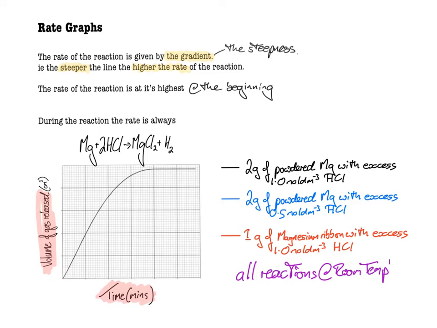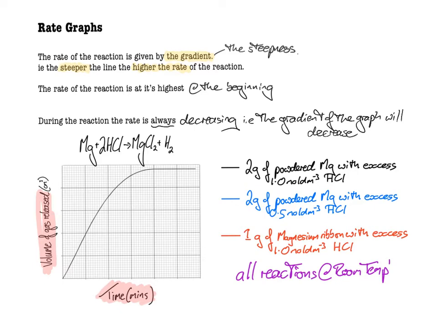It's not 100% clear from this graph that I've got on the diagram below, but during the reaction, the rate is always decreasing. Always decreasing, i.e. the gradient of the graph will decrease. Some people would look at it and go, but the line's getting higher. Yeah, the line might be going higher, but the gradient is always getting lower. It is a curve that is curving over, okay?